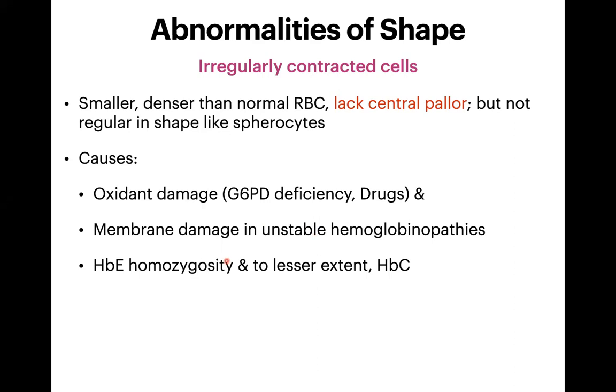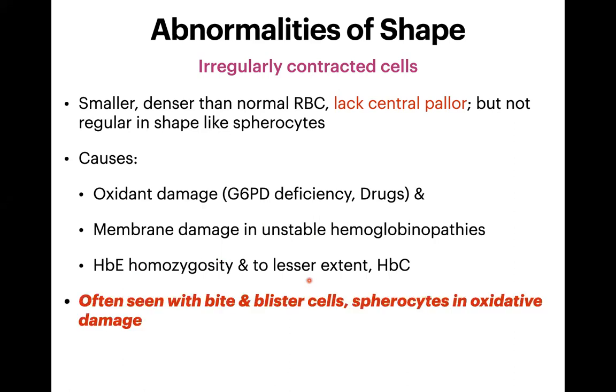And very interestingly, in HbE homozygosity, they find them in quite considerable number, and to a lesser extent in hemoglobin C condition. In these conditions, you will find these irregularly contracted cells. And when you are seeing irregularly contracted cells along with bite and blister cells and spherocytes, this is highly suggestive of oxidative damage, and you should advise G6PD levels in these patients.